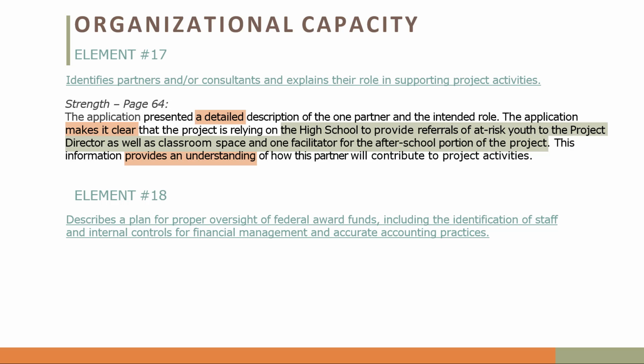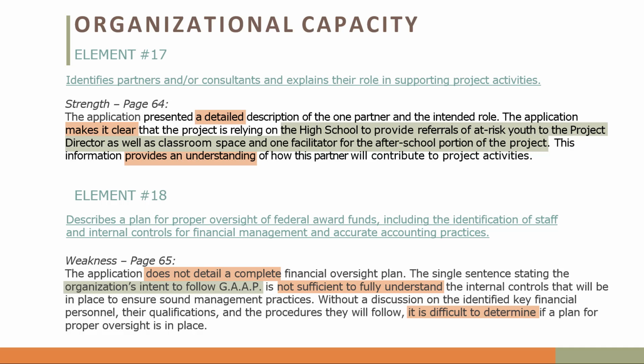While element 18 on financial oversight is now a weakness, which says, the application does not detail a complete financial oversight plan. The single sentence stating the organization's intent to follow GAAP is not sufficient to fully understand the internal controls that will be in place to ensure sound management practices. Without a discussion on the identified key financial personnel, their qualifications, and the procedures they will follow, it is difficult to determine if a plan for proper oversight is in place.